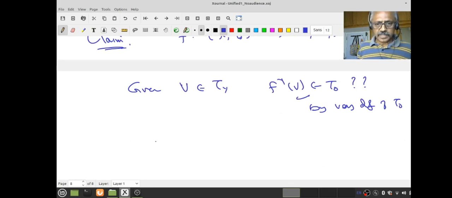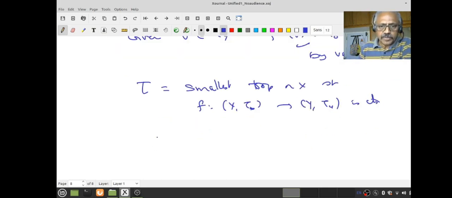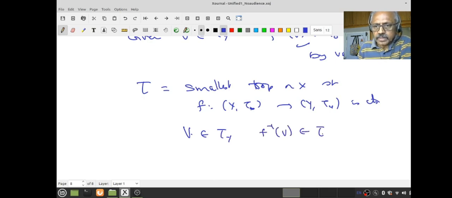Next. Now, notice that tau naught is the smallest topology on X so that f from (X, tau) to (Y, tau Y) is continuous. And we proved if tau is any topology so that f is continuous, then, give me any V in tau Y, f inverse of V must be in tau, because tau naught is a smaller topology which makes f continuous. Therefore, given any V, this is continuous. You understand?